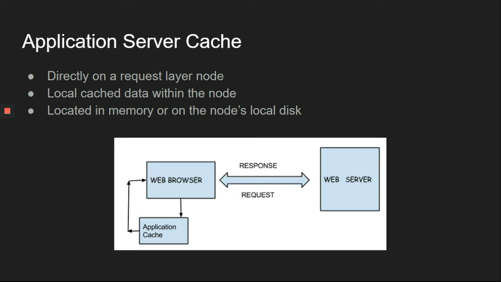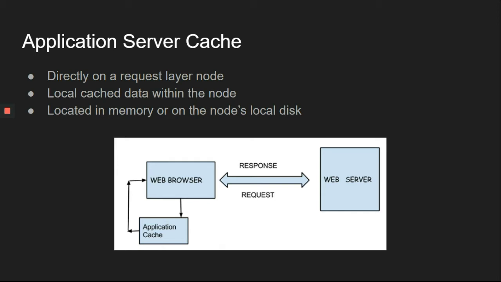Placing a cache directly on a request layer node allows local storage of the requested data. Every time a request is made to the service, the node can then quickly return local cache data if it exists. If it is not in the cache, the requesting node will query the data from the disk. The cache on one request layer node could also be located both in memory, which is very fast, and then on the node's local disk, which is faster than just going to the network storage.